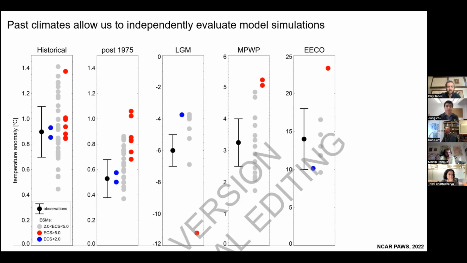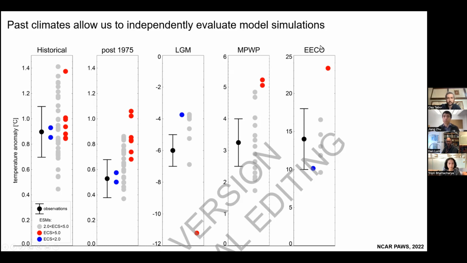Just again to show some of the implications of this from the paleo side. This is one of the figures in the report, and what we're showing now is 5 different time periods. We've got the historical record, roughly 1850 to the recent, 1970s to today, the last glacial maximum, the mid-Pliocene warm period, and the early Eocene. For all of these, we've got the global mean temperature relative to pre-industrial.